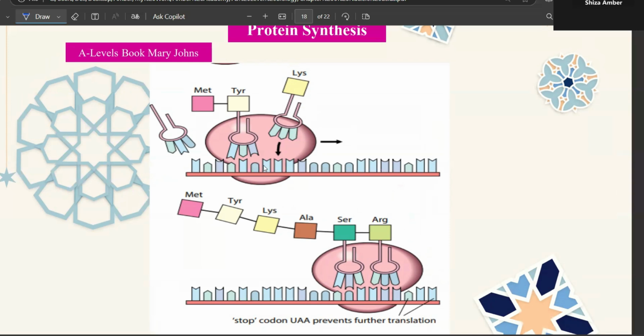तो जैसे ही अगला वाला three bases are exposed, the first tRNA is going to leave like this, and your amino acids are going to form a peptide bond with each other. They're not going to be removed. They are going to stay there because this is now a polypeptide chain which is being constructed. And once your protein attaches to the other amino acid with the help of peptide bond, your tRNA is going to leave. First tRNA is going to leave.